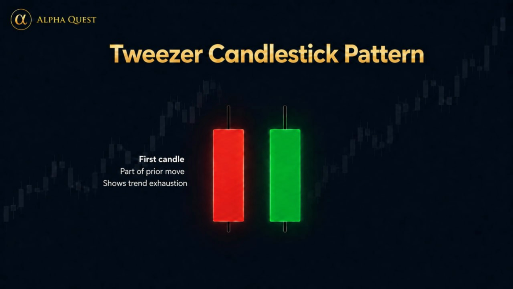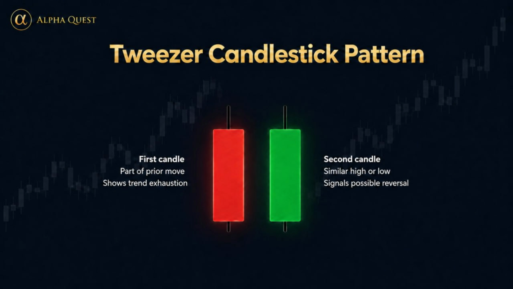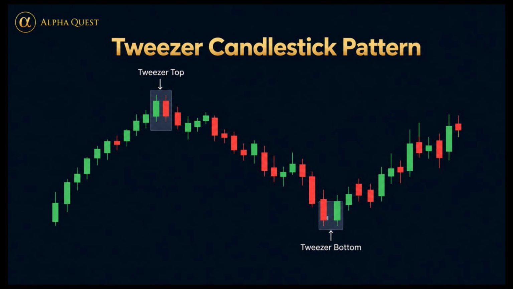The first candle is a part of a prior move, which still shows momentum. The second candle opens and closes near the same price as the first candle, showing the trend is losing steam. Tweezer patterns are best used at key price levels and are especially effective when deployed as confirmation alongside support and resistance. The 2 main types of tweezer patterns are tweezer tops and bottoms.